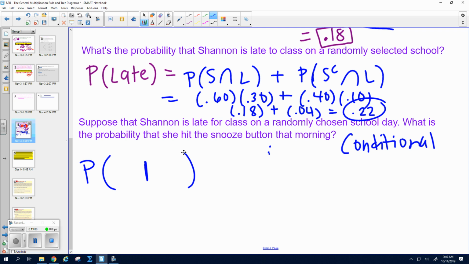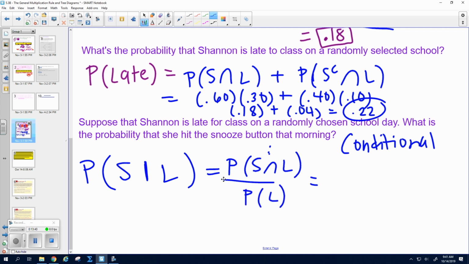So the first thing is the probability she hit snooze. So I'm going to do an S. And it says, suppose Shannon is late. We know she is late. That is what we know happened. So you got to set it up like that. And then you have to know your conditional formula, which is on your yellow sheet, but you might as well memorize it. All right. And that formula is the probability of S and L divided by the probability of the second thing, which is L.